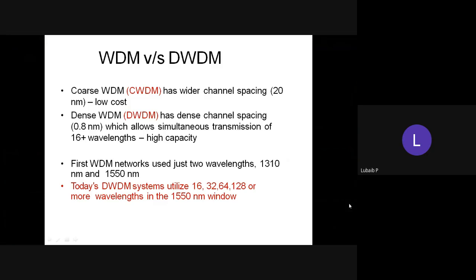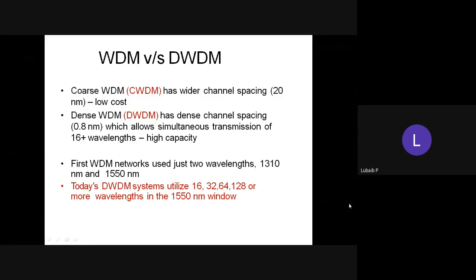It is low cost. If you are going to dense WDM, dense WDM has a dense channel spacing. That is, the spacing is very small, so there are more channels. The dense channel spacing is 0.8 nanometer, whereas in coarse WDM the spacing is 20 nanometers. Dense WDM allows simultaneous transmission of 16 plus wavelengths, which gives high capacity. It can allow more channels simultaneously, because the spacing is very small. That is dense wavelength division multiplexing.